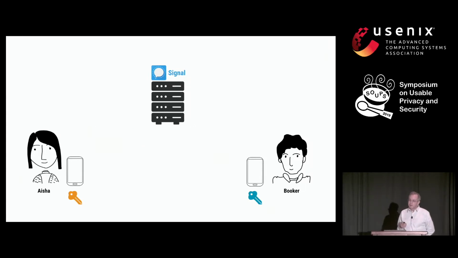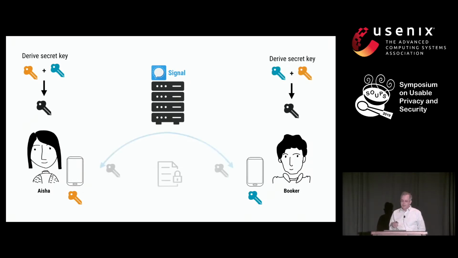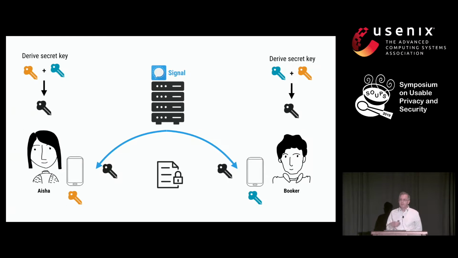Then at some later point in time, when they want to talk to each other, Aisha needs to download Booker's public key from the Signal server, and Booker needs to do the same thing for Aisha. Then when they begin their conversation, they're going to derive a secret key for the conversation. They're going to combine the yellow and the blue keys to derive, here I'm showing a black key, a secret key. Booker will do the same thing as Aisha. And then they will use this key to begin communicating with each other using encrypted messages.